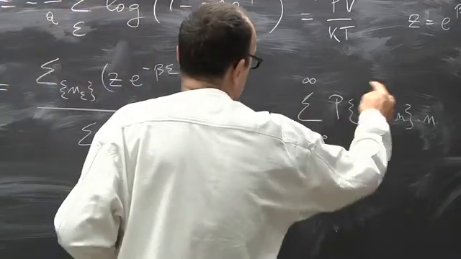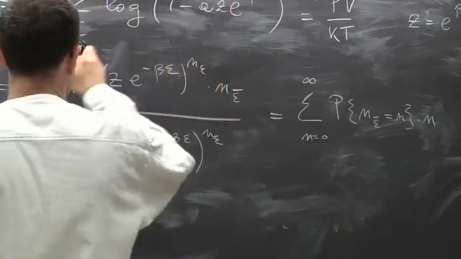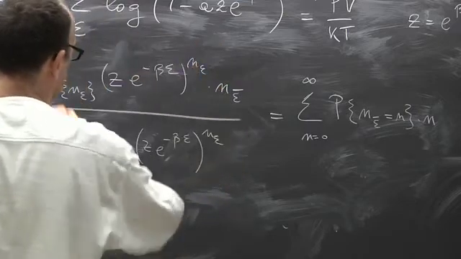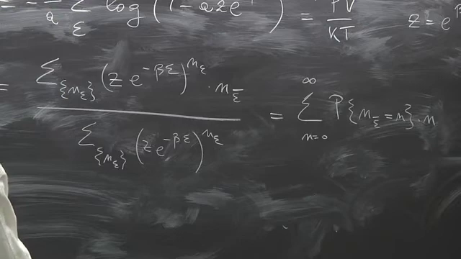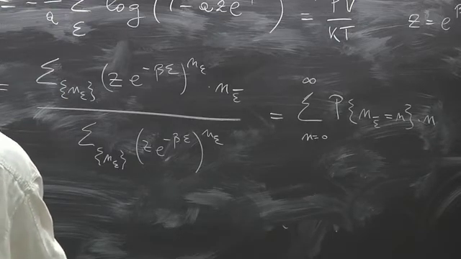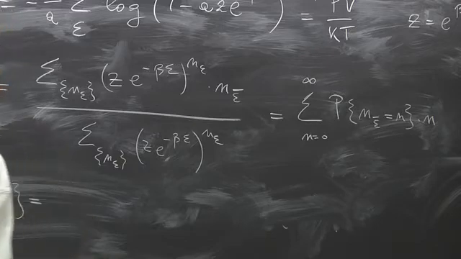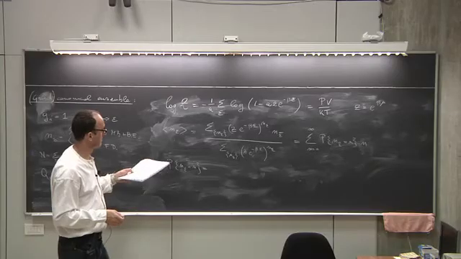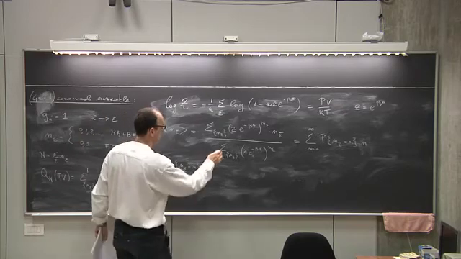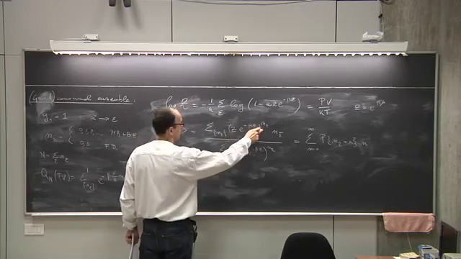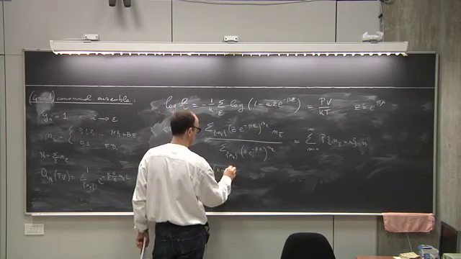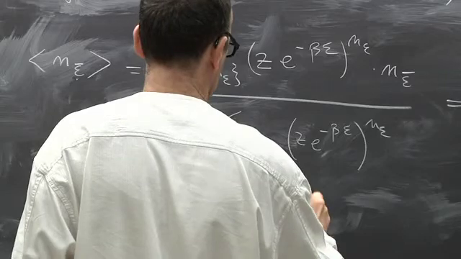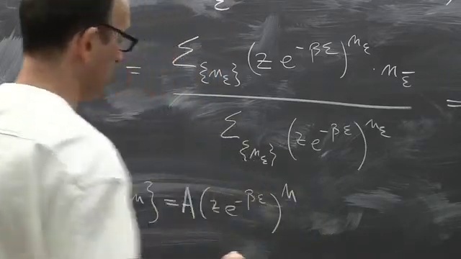So this probability here is exactly equal to this object here. Okay, so the probability that n epsilon is equal to n will be exactly proportional to this factor here, z e to the minus beta epsilon to the n times a normalization factor.